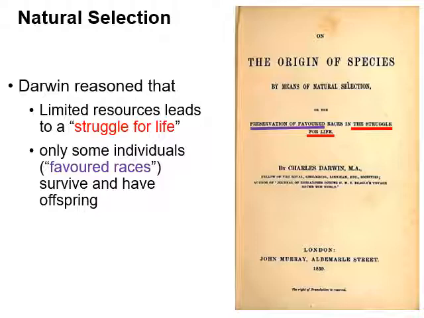So what he's getting at here, just to reiterate, is that life is a struggle, and only individuals with favorable traits can actually navigate through life and survive and have offspring. And it's those individuals that the population is going to become more and more like over time. Individuals that don't have good traits are going to become more and more rare in a population over time.